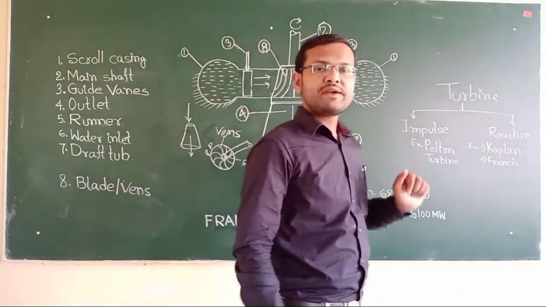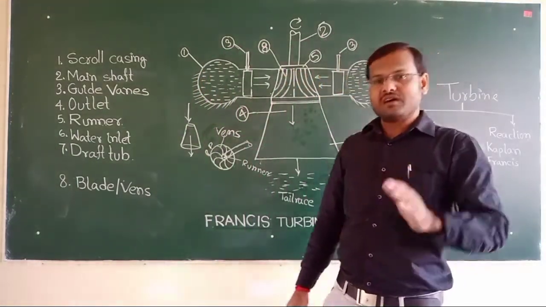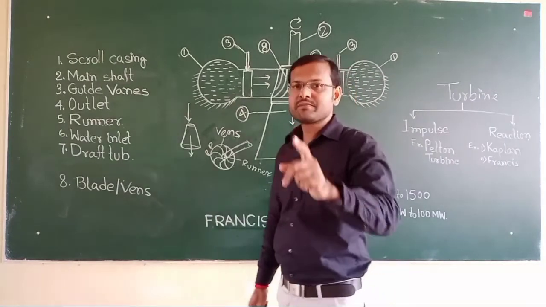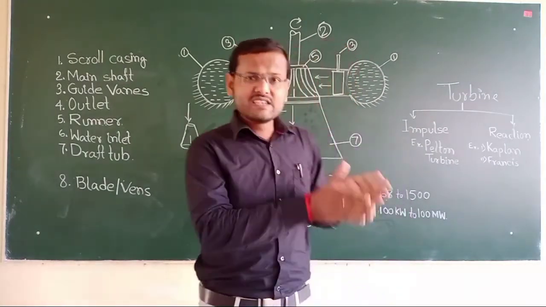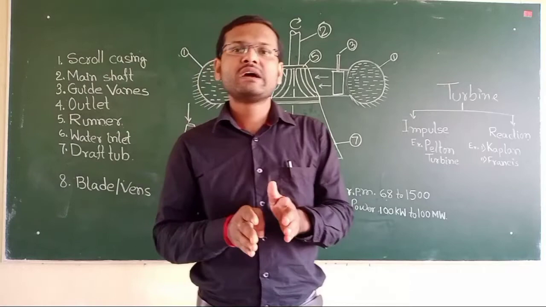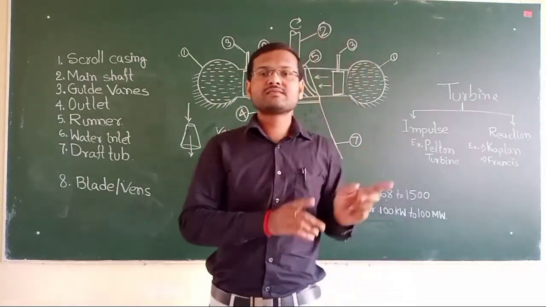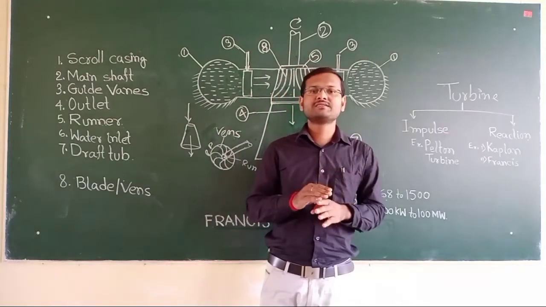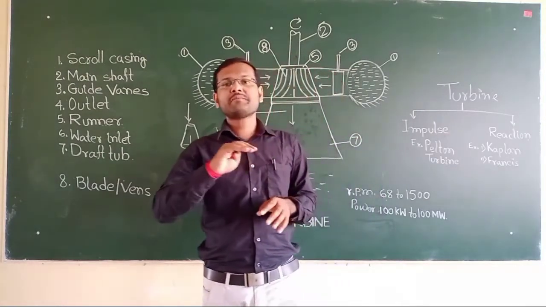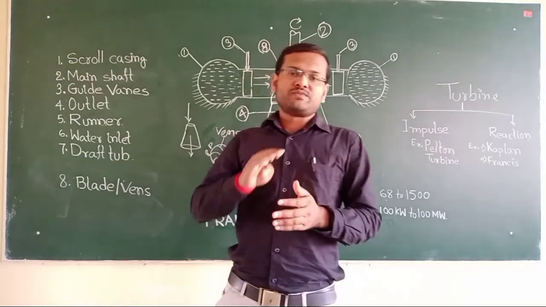And the Kaplan turbine is also known as a low head turbine. That means this turbine can perform easily at low head. In this turbine, the head height is between 10 meter to 70 meter.